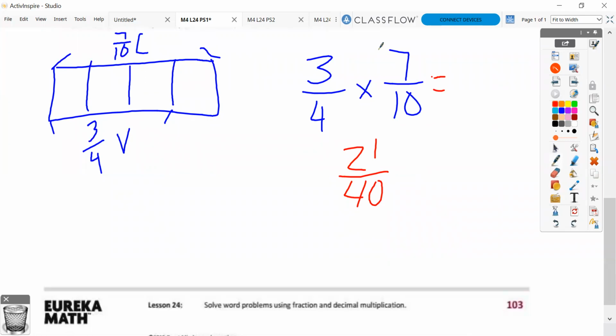Well, the question we have to ask ourselves is, that's the fraction, 21/40ths of a liter, but it's also asking us for a decimal. So let's think, can we make that tenths? Well, can I divide the top by 4? Because that's how I would have to make the bottom to be tenths, right? I'd divide 40 by 4.